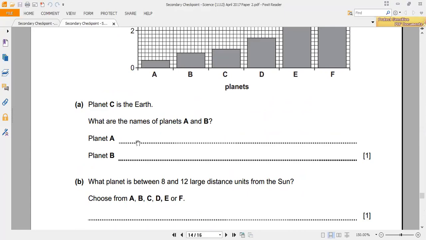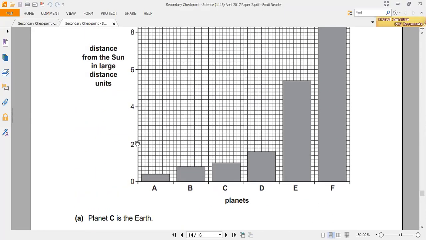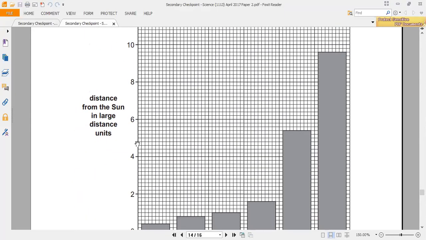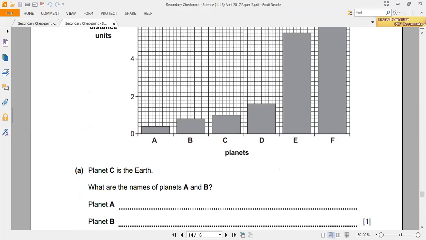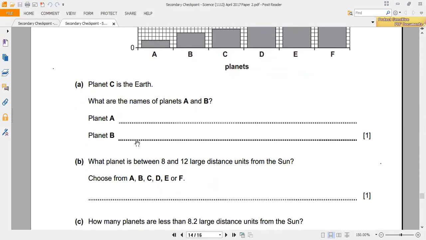What planet is between 8 and 12 large distance units from the sun? 8 and 12, it is the last one, which is F. Okay, it's F, of course.